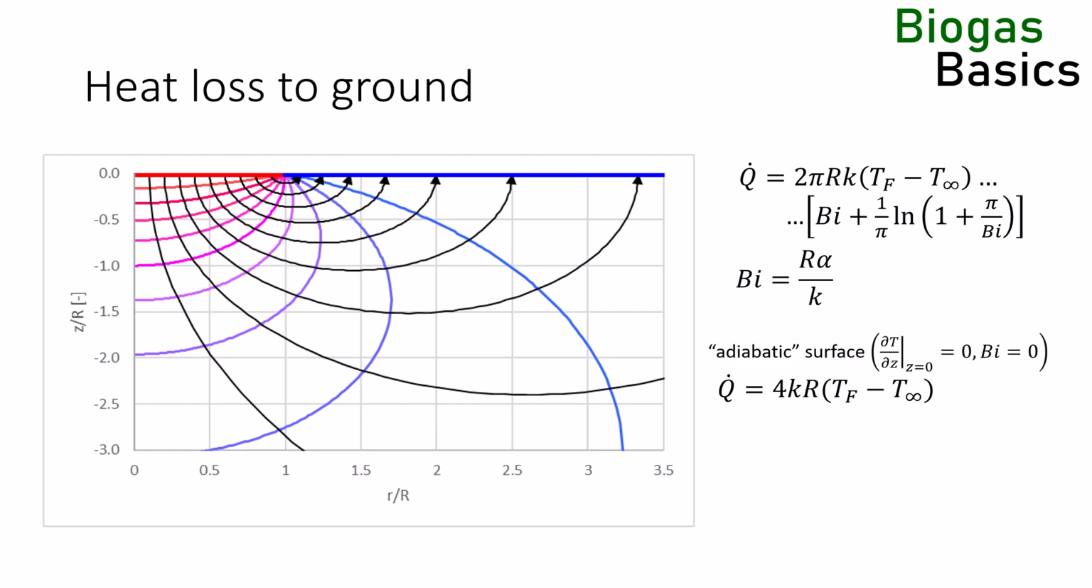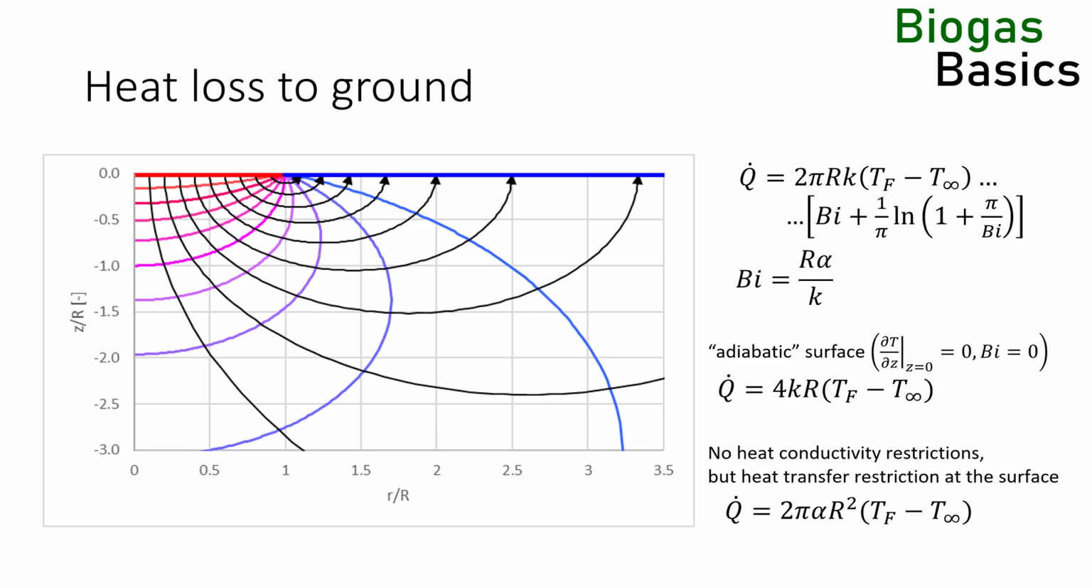In the second extreme scenario, the Biot number goes to infinity. The resistance of the heat transfer through the soil is small compared to the heat transfer on the surface. The formula is 2 pi alpha r squared times temperature difference. Again, it is purely academic, but its form is interesting. It is very similar to a convective heat loss term. The area times twice the heat transfer coefficient times the temperature spread.